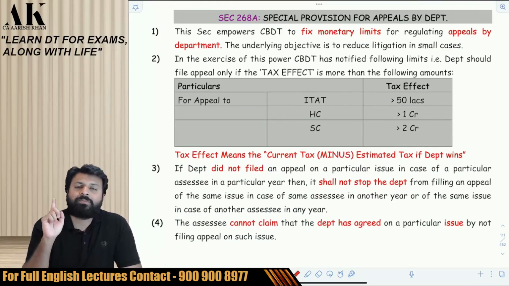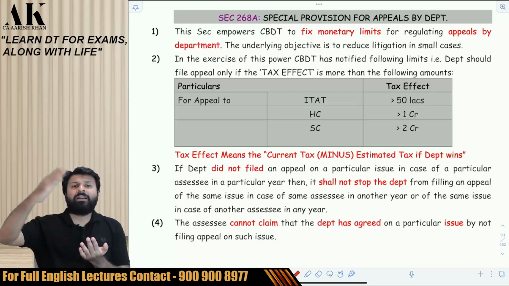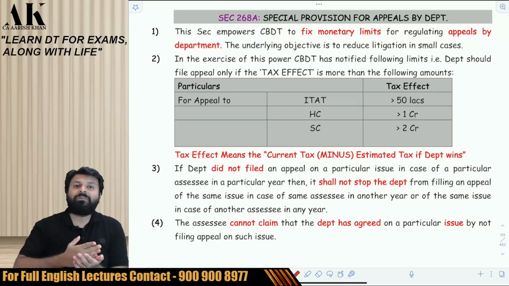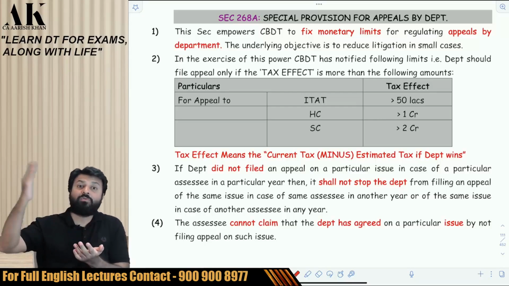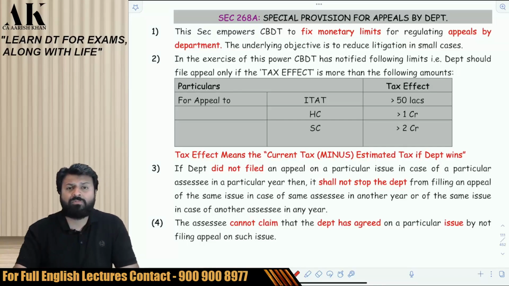Next is special provisions for appeal by the department, section 268A. Now, what is the first appellate authority for the assessee? For the assessee, the first appellate authority is CIT appeal. Now, what is the first appellate authority for the department? For the department, the first appellate authority is ITAT. So, the CBDT has fixed the monetary limit, which says that the department will file an appeal to ITAT if the tax effect is more than 50 lakh rupees. And the department will file an appeal to the High Court if the tax effect is more than 1 crore rupees. And the department will file an appeal to the Supreme Court if the tax effect is more than 2 crore rupees.